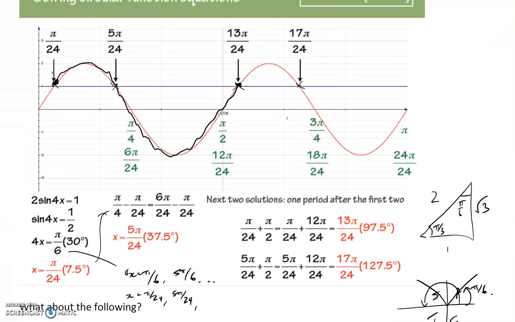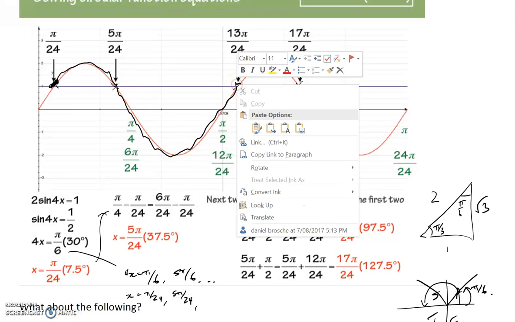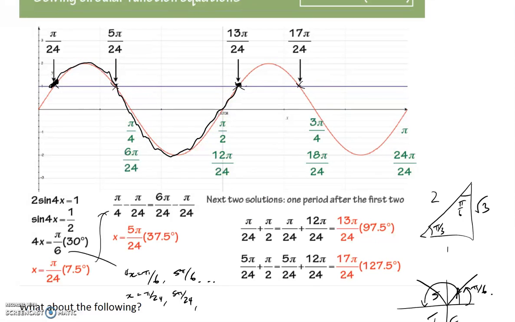So again, just repeating, pi on 24 is the first solution. You go one full cycle from that point to that point is the length of pi on 2. So pi on 24 plus pi on 2 gives you that one. The other one in this quadrant was 5 pi on 24. You then have to add another pi on 2 to get that 17 pi on 24.